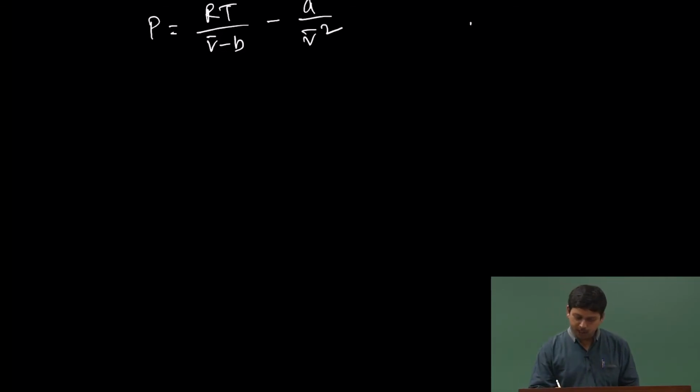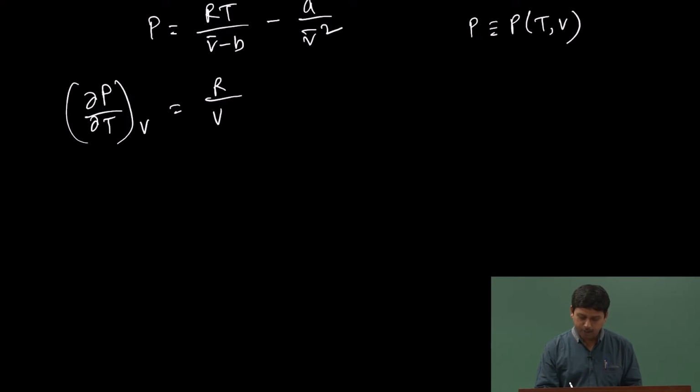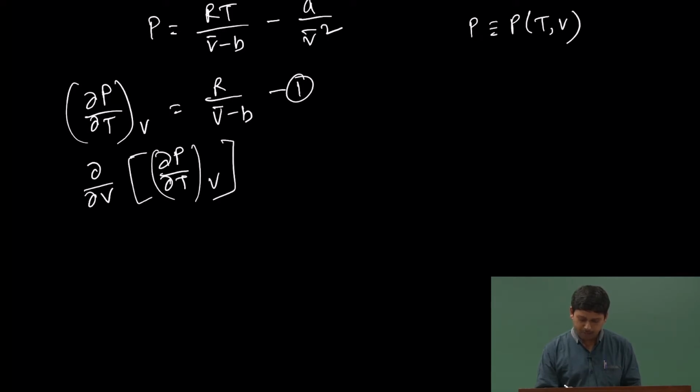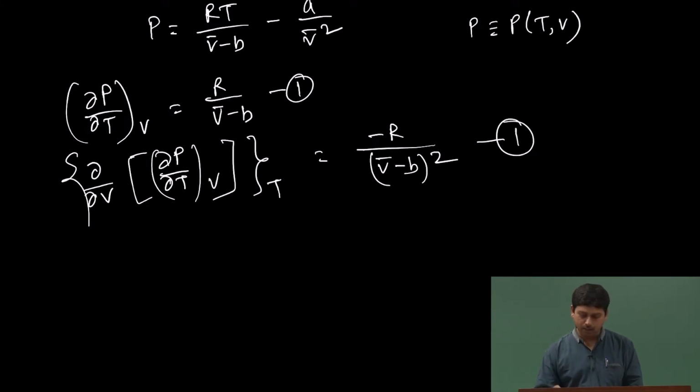Now, here P is a function of T and V, right. So, we can differentiate first with respect to T at a constant V. What are you going to get? R by V minus B, right. Now, let us say we take the derivative of this again with respect to V. Now, del V of this quantity del P del T at V, which has to be at a constant T, is going to be minus R by V minus B whole square, right. Let us call that equation 1.